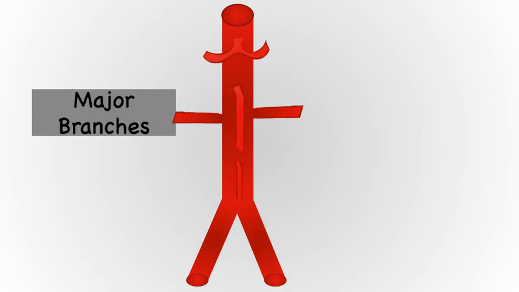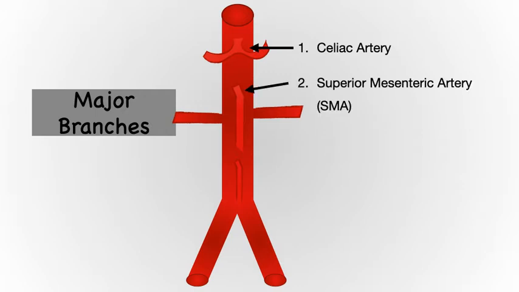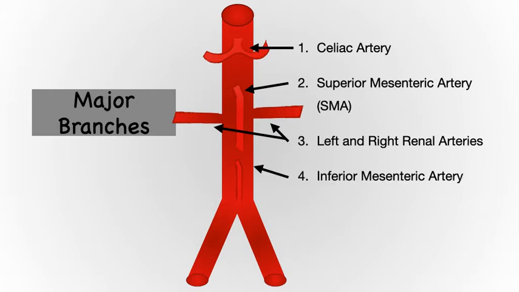There are 5 major branches of the abdominal aorta. First, the celiac artery. Second, the superior mesenteric artery. Third, the left and right renal arteries. Fourth, the inferior mesenteric artery. And lastly, the bifurcation into the iliac arteries.